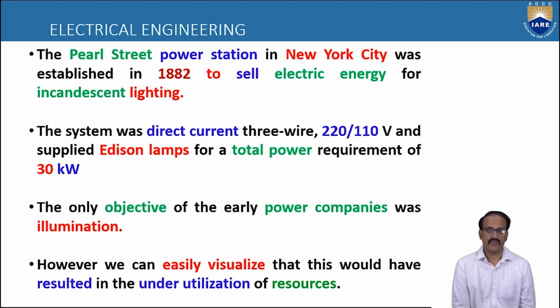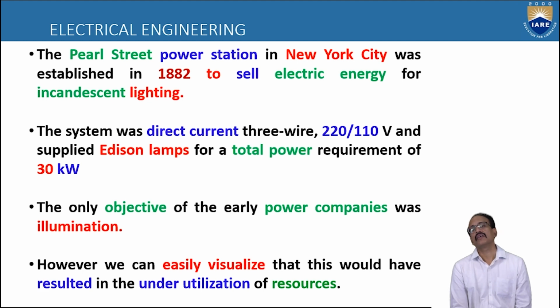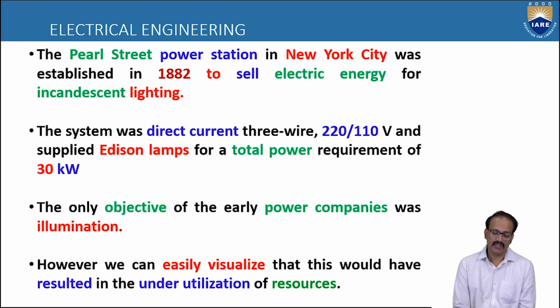After that invention, he was able to commercialize the incandescent bulb, and the Pearl Street Power Station in New York City was established in 1882 to sell electric energy for incandescent light. These bulbs were famous, so everybody wanted to have them, and for that supplying purpose, the power station was established in New York in 1882.